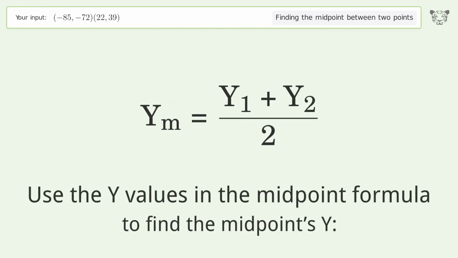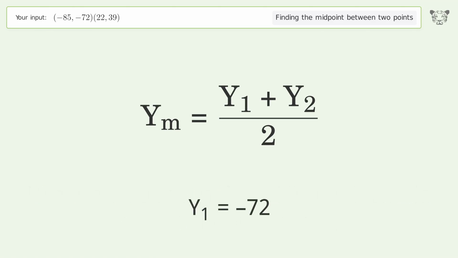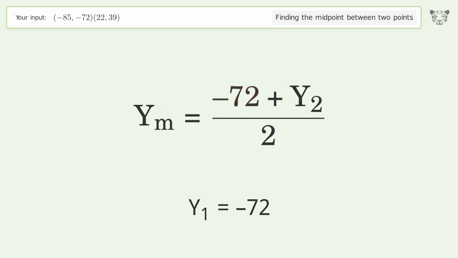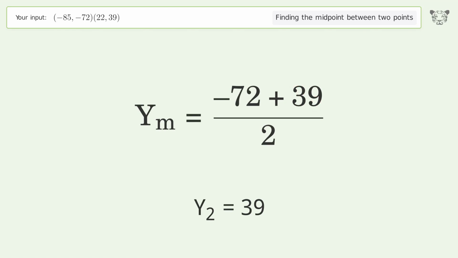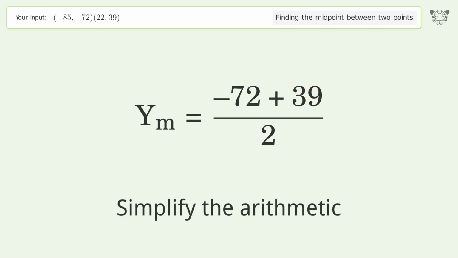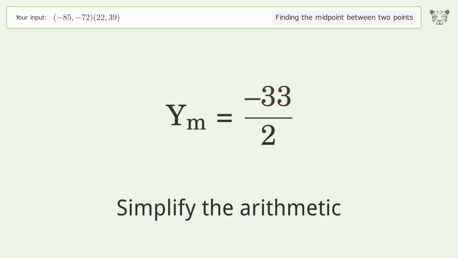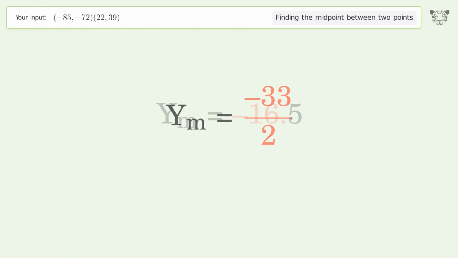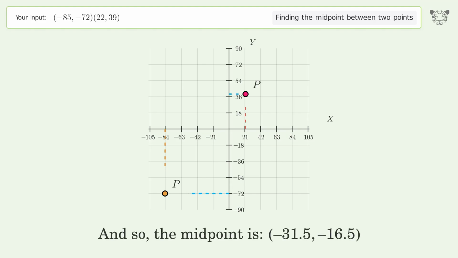Use the y values in the midpoint formula to find the midpoint's y. y1 equals negative 72. y2 equals 39. Simplify the arithmetic. And so, the midpoint is negative 31.5, negative 16.5.